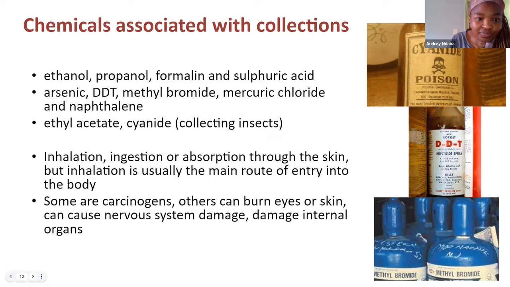And so inhalation is usually the most common route of entry into the body, but some of them can be absorbed through the skin. The impact of the chemicals that we can find in our collection is that they can cause cancer. Some of them are carcinogenic, and they can burn our eyes and skin, and they can cause nervous system damage or damage even our internal organs. And so this is one of the big threats, I think, that we have in our collections.